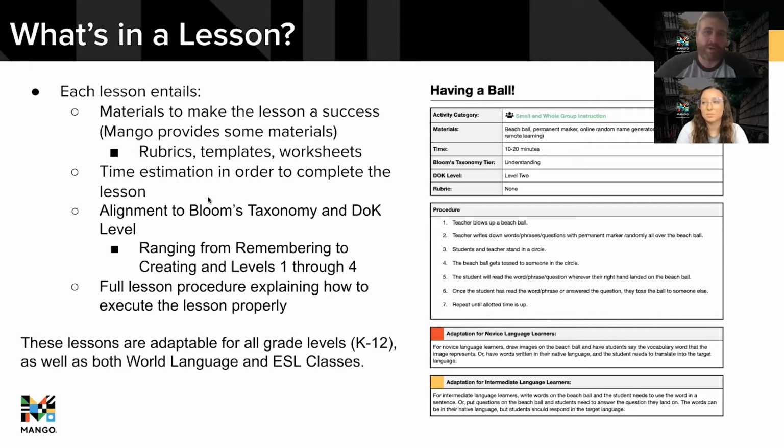Then there will be rubrics, templates, and worksheets that they can print out as well. There's a time estimate in each activity so that when your professors and faculty are budgeting class time, they'll know around how much class time to dedicate to an activity they're going to use. And then there is alignment to Bloom's taxonomy and the depth of knowledge levels. These range from remembering to creating in Bloom's taxonomy, and levels 1 through 4 in the depth of knowledge levels.